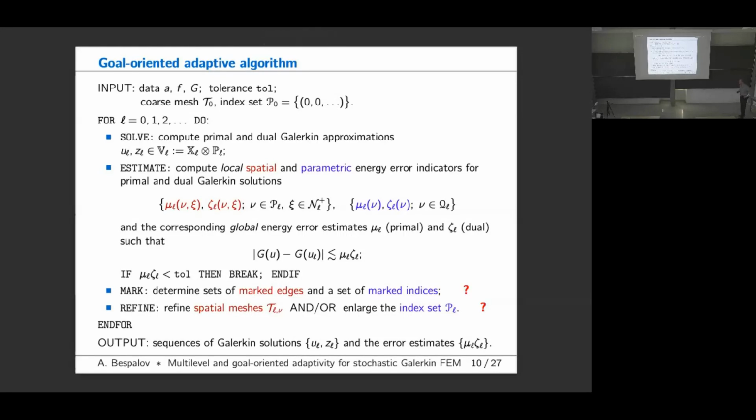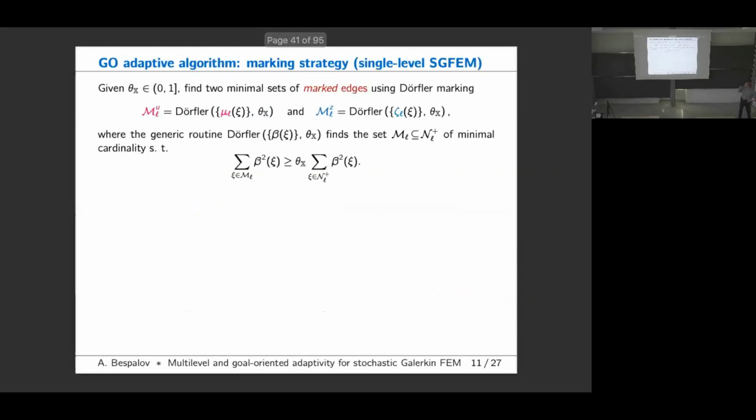How do you mark and how do you refine? These are the questions that we want to discuss next. Because marking is done, first of all, for the spatial degrees of freedom, for parametric degrees of freedom, for the primal solution and for the dual solution. So there are lots of things marked, but you need one marking set, let's say, of these red dots for each mesh, for example.